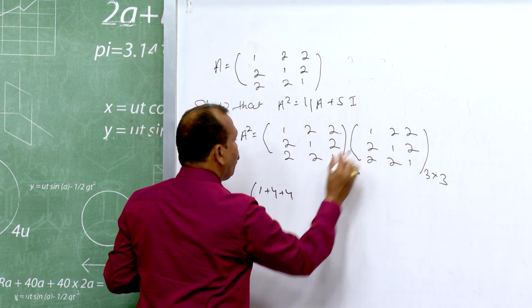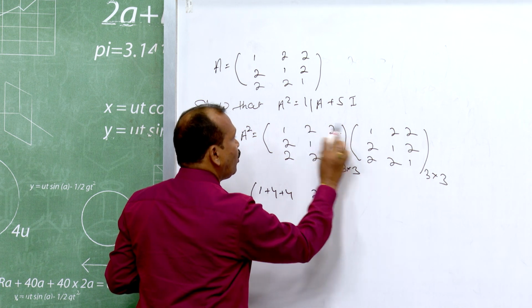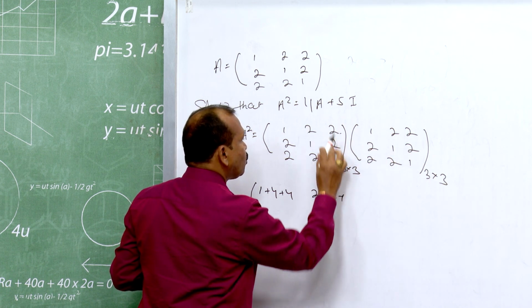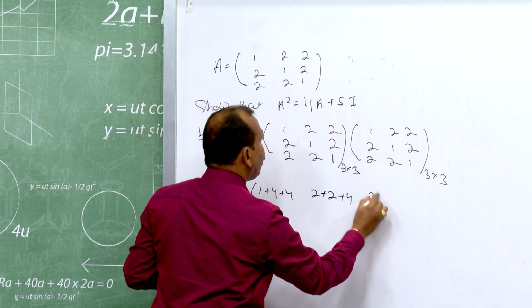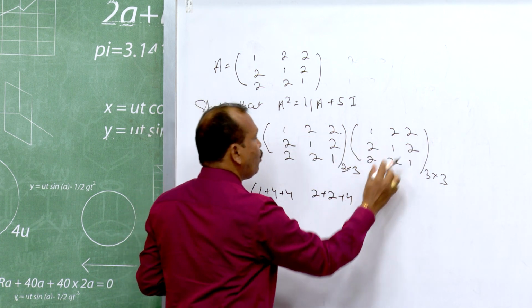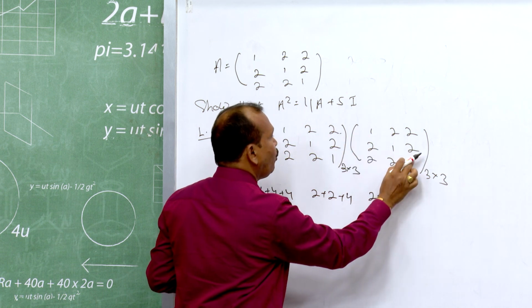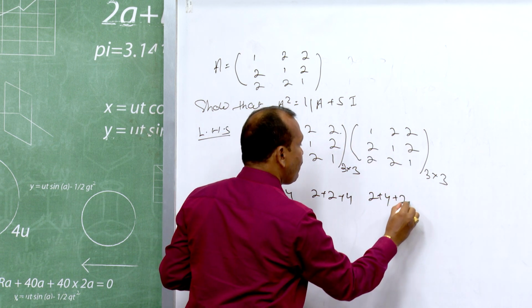Then 1 into 2, that is equal to 2, plus 2 into 1, 2 plus 2 into 2 is equal to 4. Then 1 into 2 is 2, 2 into 2 plus 4, 2 into 1, that is equal to 2.